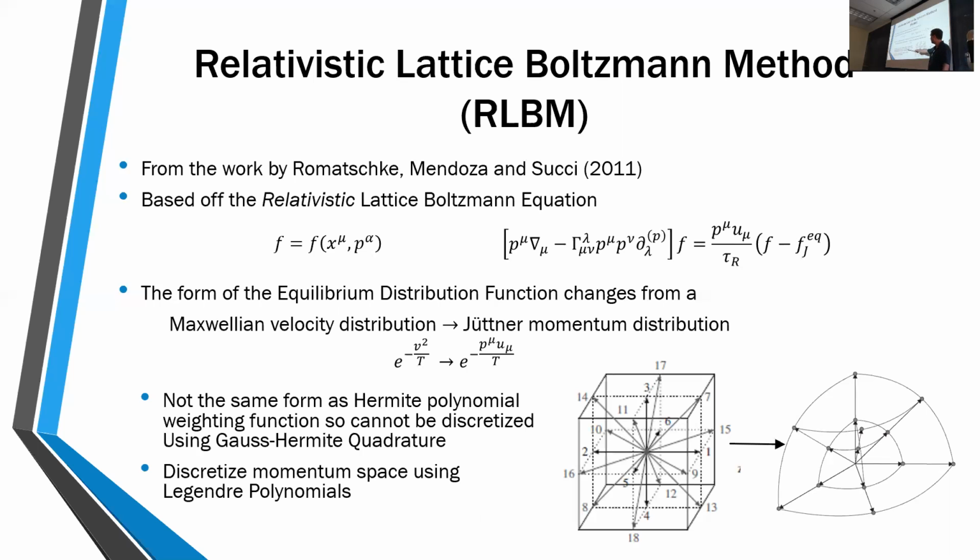So what was done instead of Hermite polynomials, we switched over to Legendre polynomials. Same kind of thing. It has its own weighting function, and it all kind of works out. And so the lattice changed from this to looking more like this. This is a quarter of it, so it's more circular in nature, and that's how it works.